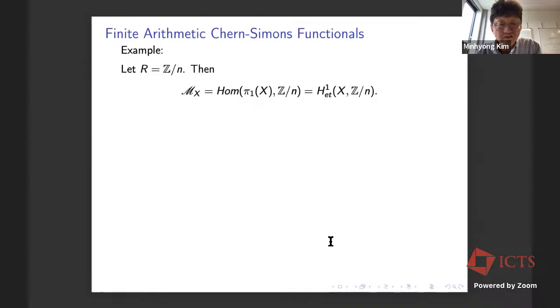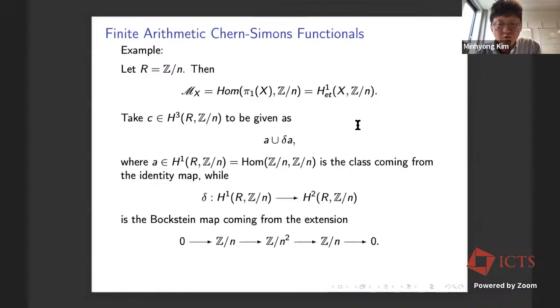An easy case is when R is itself the finite group Z mod n. In that case, this moduli space is simply H1 étale cohomology with coefficients in Z mod n, or the dual of the class group, some dual, Z mod n dual. Now, in this case, you can take the cohomology class as being a cup product of this sort. You can take A to be simply the identity from Z mod n to Z mod n, viewed as an H1 class. And then delta of that, coming from the Bockstein sequence, will give you an H2 class. So if you take the cup product, you get an H3 class.